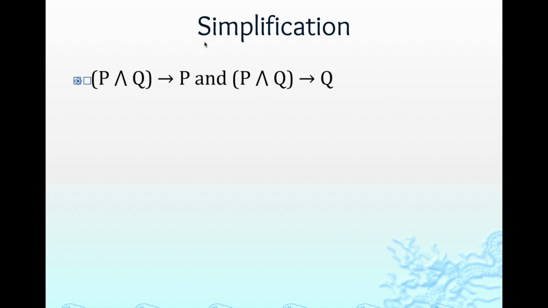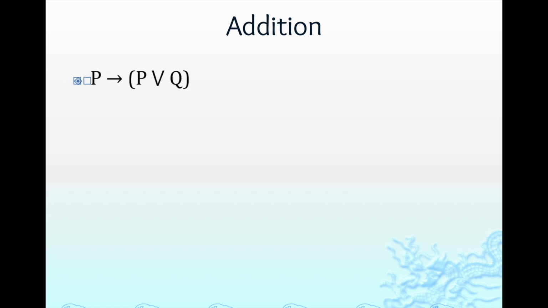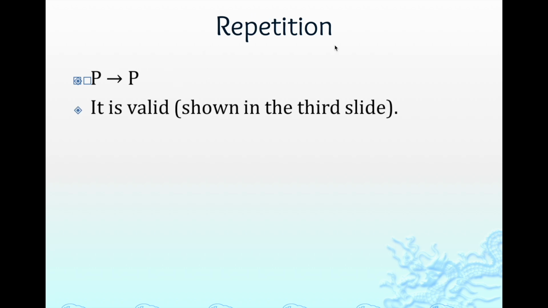For the simplification rule, it is easy to understand. If P and Q are both true, you can drop one of them and leave one. So P is true and Q is true. For the addition rule, if P is true, you can add a statement Q, no matter Q is true or false, to make it a disjunction of P or Q. Repetition: if P is true, then P is true. It's valid, and the truth table of it has been shown in the third slide.